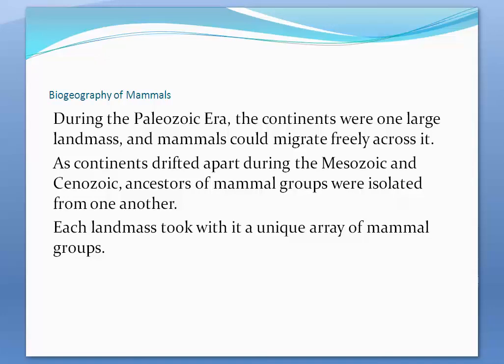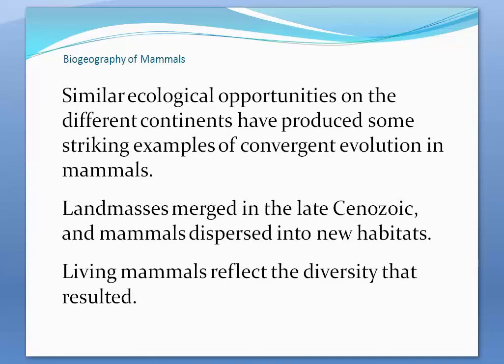So as continents drifted apart during the Mesozoic and Cenozoic, ancestors of mammal groups were isolated from one another. And so each landmass took with it a unique array of mammal groups. So depending on where they were when the continents started to move apart, that is why certain mammal groups live in certain parts of the world that they do today. And so similar ecological opportunities on the different continents have produced some striking examples of convergent evolution in mammals.